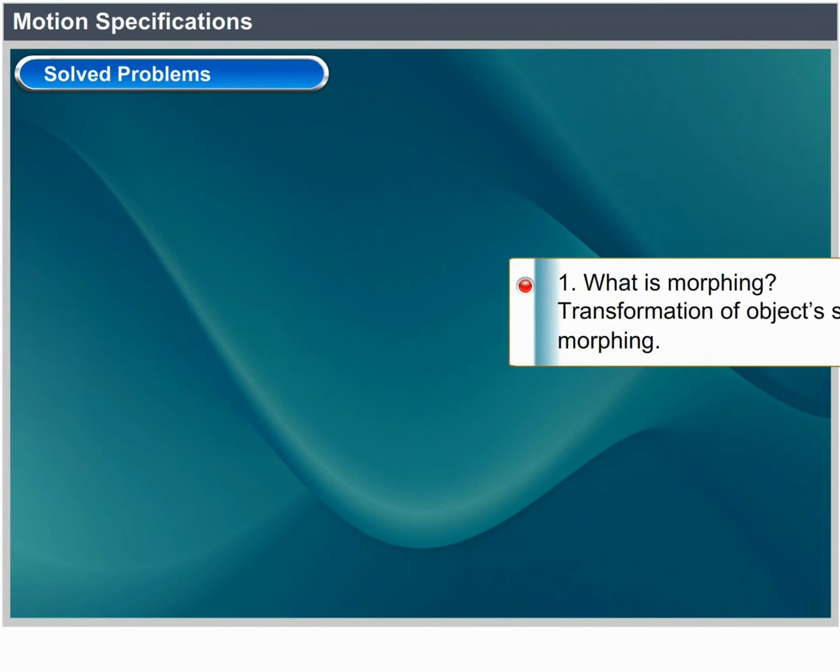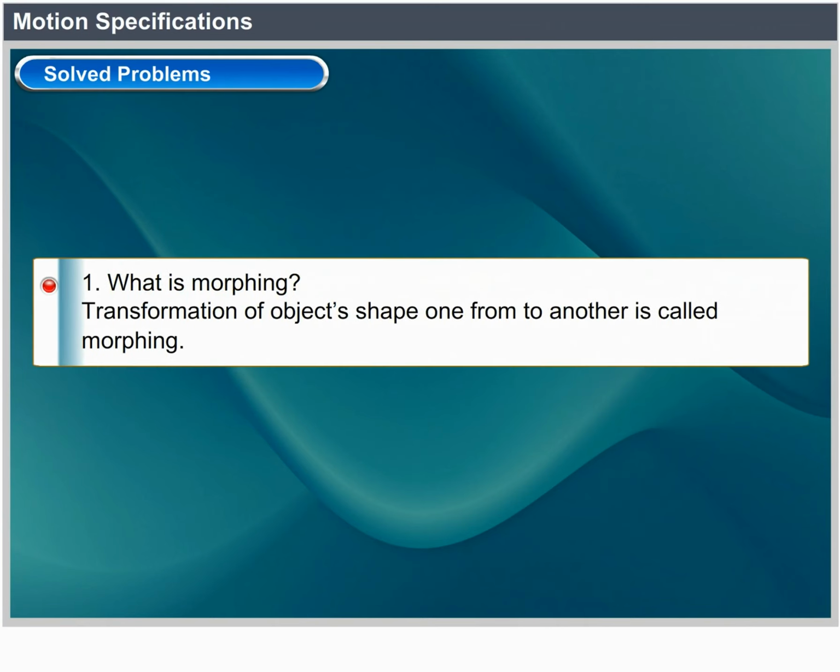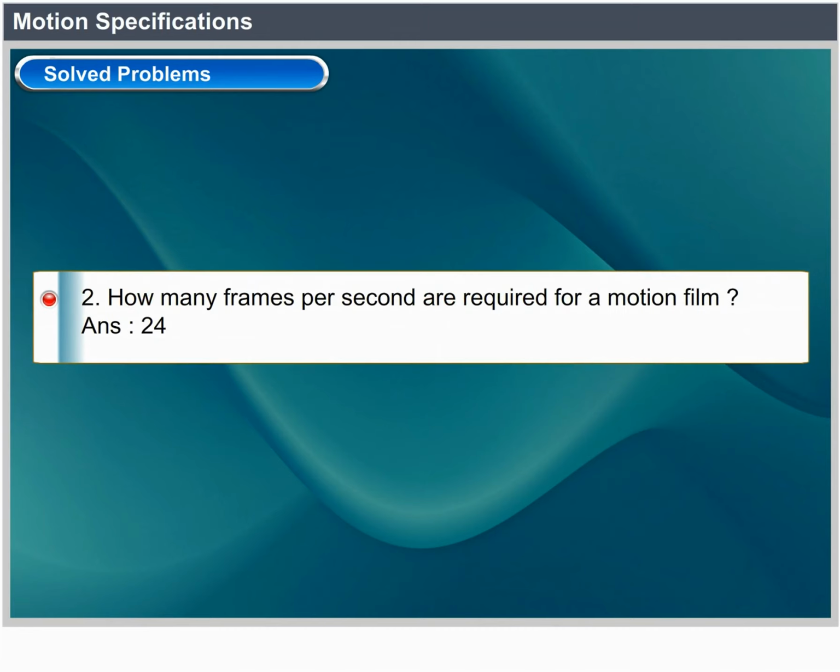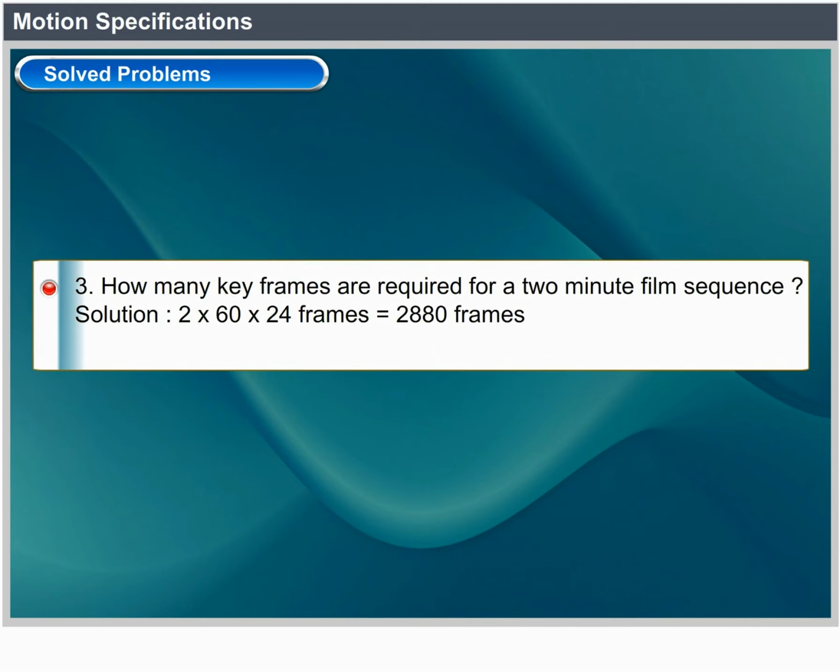Solved problems. What is morphing? Transformation of object shape from one form to another is called morphing. How many frames per second are required for a motion film? Answer: 24. How many frames are required for a 2-minute film sequence? Solution: 2 into 60 into 24, which is 2880 frames.